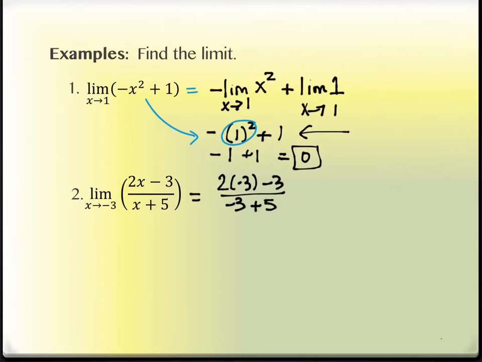and it doesn't, so we're in good shape on this one. So I have 2 times -3 minus 3 on top, and -3 plus 5 on bottom. 2 times -3 is -6, minus 3 is -9. And then on bottom I have -3 plus 5, which is 2. -9/2 is perfectly fine to leave it as, and so we will.